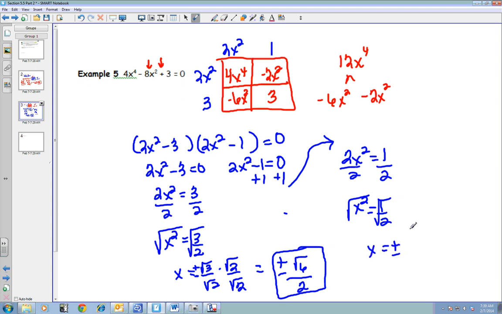The square root of 1 is 1. The square root of 2 is just the square root of 2. I can't have a square root in the bottom, so I'm going to multiply the top and the bottom by the square root of 2 over 2. So I get plus or minus 1 times this is square root of 2. Square root of 2 times square root of 2 is 2. All right, last one.